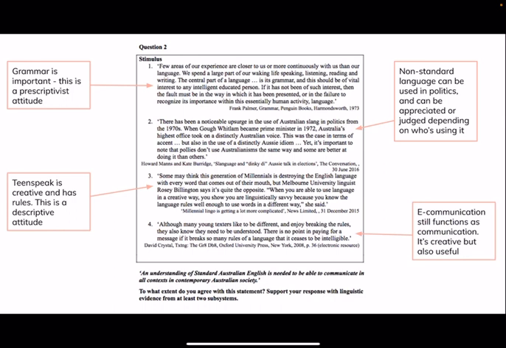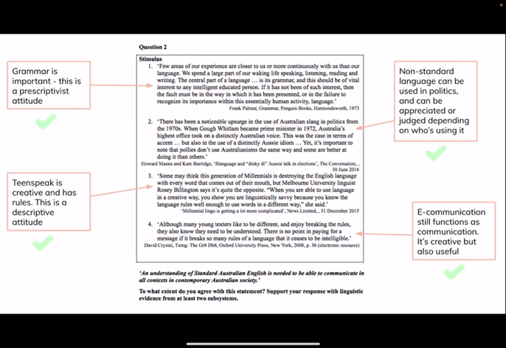So he's saying that e-communication still functions as communication. It's creative, but it's useful. Again, this is a descriptive approach. And again, this does give us a clue as to a topic that we could be discussing in one of our paragraphs. So we've also got now this idea of e-communication.